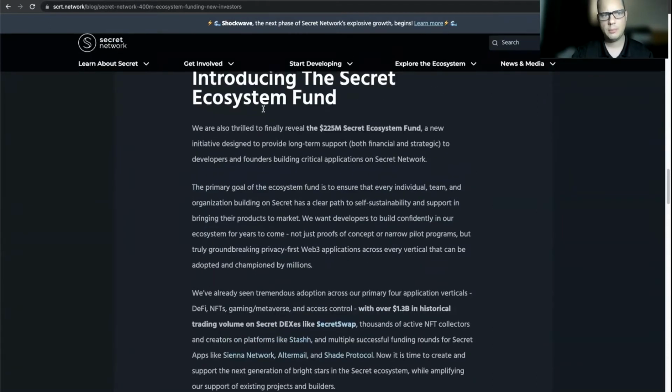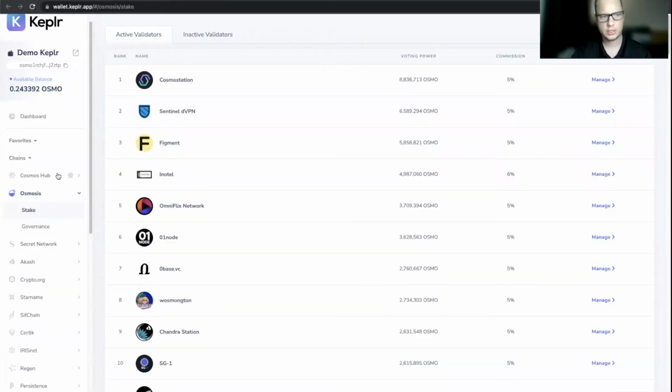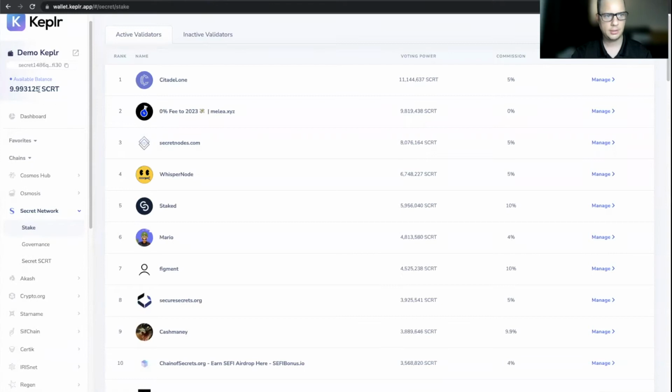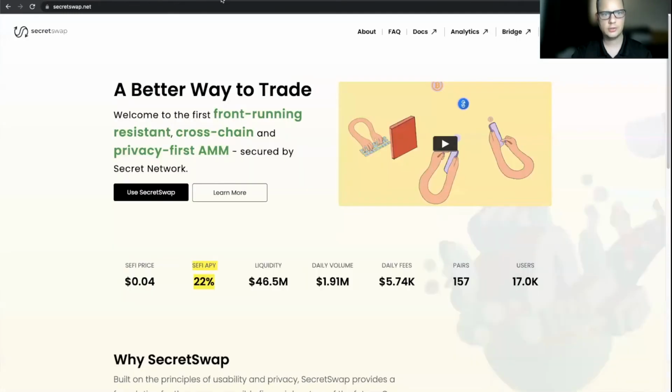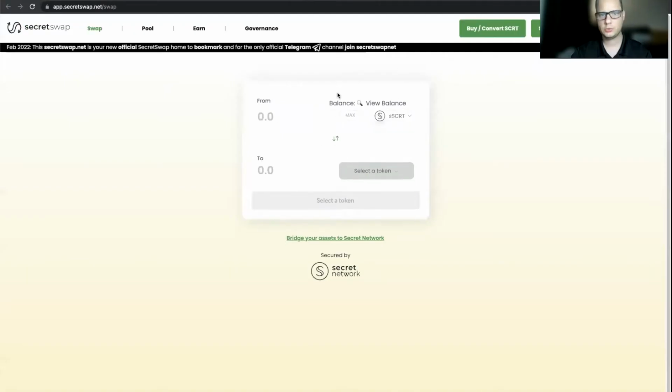With that being said, just a quick introduction: we're going to go over to the Keplr wallet and make sure that we have Secret there, and you can see that I have 9.99 SCRT. Then we're going to go over to secretswap.net, and all you'll do is click on this up in the right-hand corner, and it'll take you to the actual DEX.